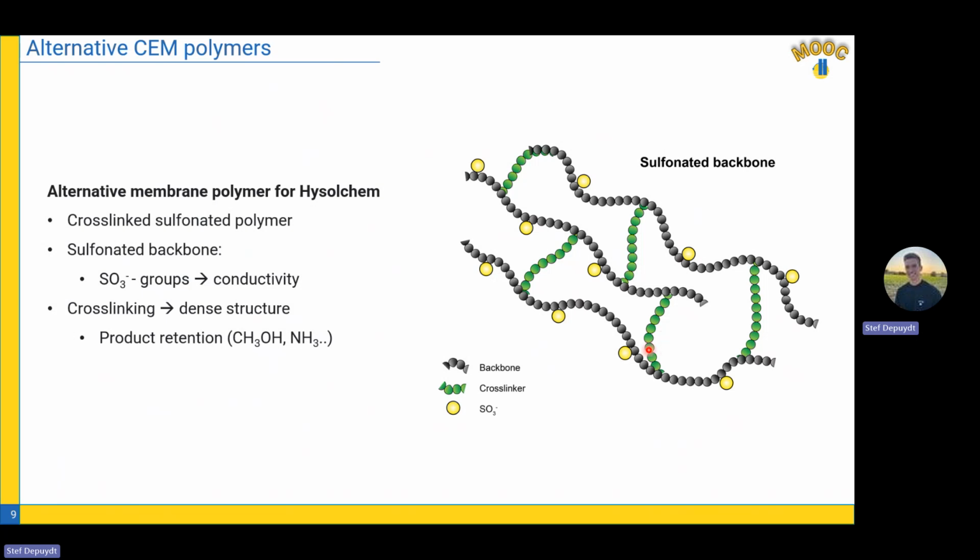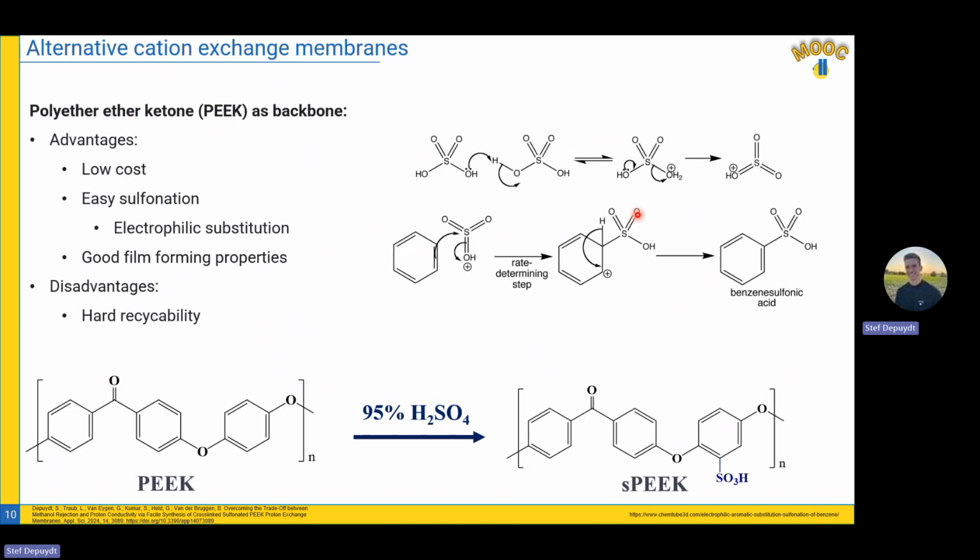This way we have the sulfonic acid groups that give the functionality. They will give the membrane conductivity of cations, and we cross-link it such that the membrane is very dense, so that all the products we generate at the cathode side are not able to permeate through the membrane to the anode side. So we cross-link it. We want a dense structure so that we can retain all the products that we form. And now we will do some organic chemistry.